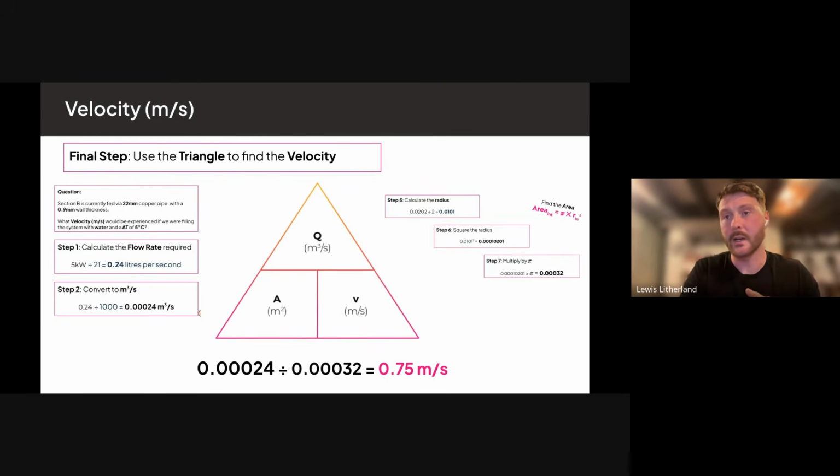Okay, so 0.5 meters per second is our answer to that. Again, quite a long-winded question, but you're just taking all them little bits that you've just learned and you're just plugging it into this triangle. That's all you're doing there.